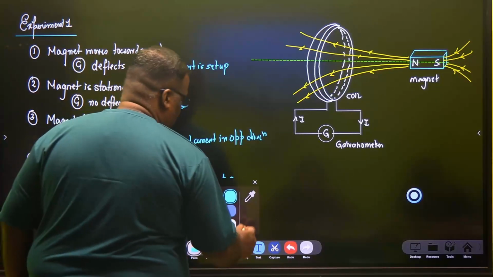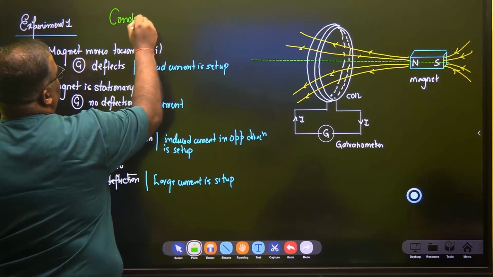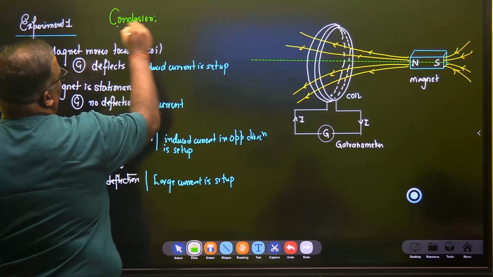Based on this, we are now in a position to make a conclusion of our first experiment. So children, write down the conclusion.